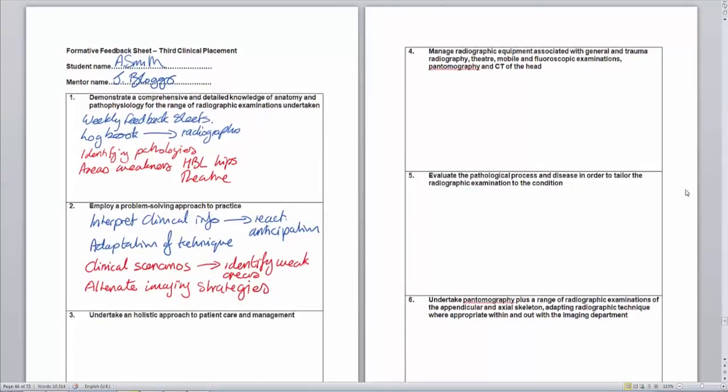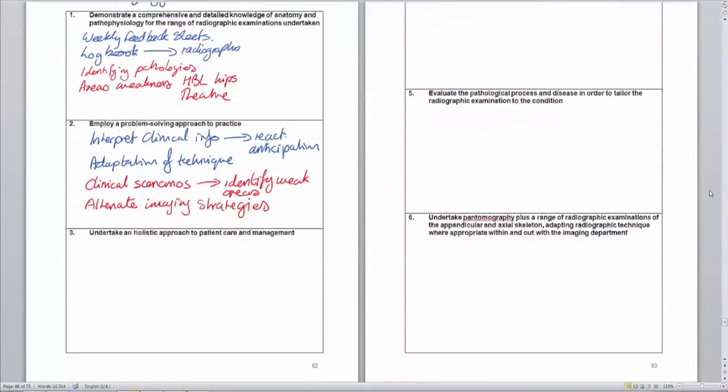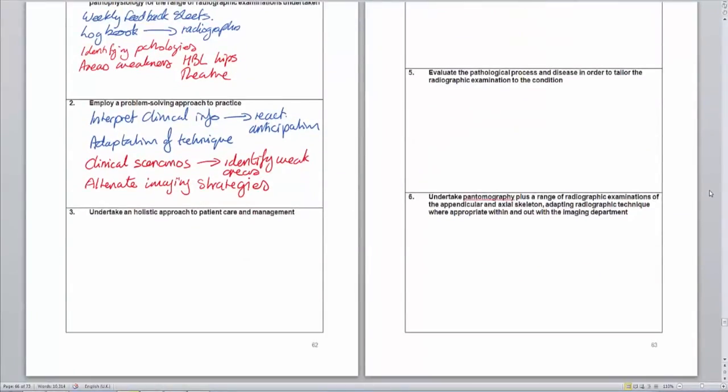Now, as you can probably imagine, the holistic approach to patient care and management can be linked in to some degree with the one above, which is around employing a problem-solving approach to practice. Part of interpreting the clinical information, reacting to that, anticipating problems, can also be tied in with their holistic approach to patient care. So can they assess patient capabilities? You might have noticed in the competencies this is also around anti-discriminatory practice.